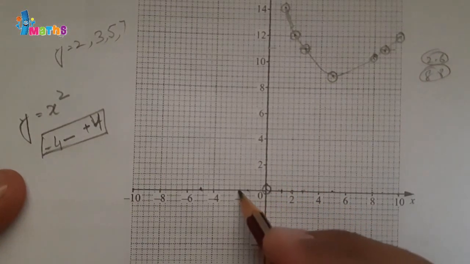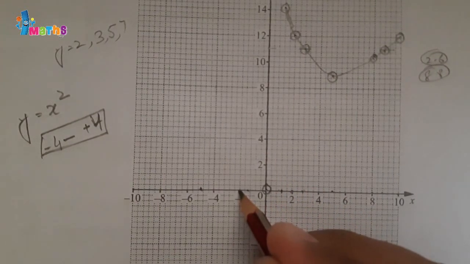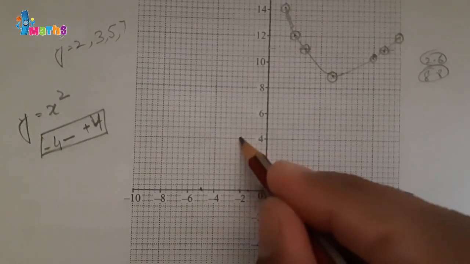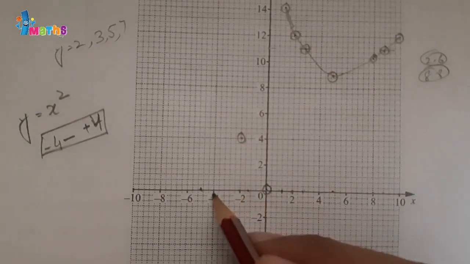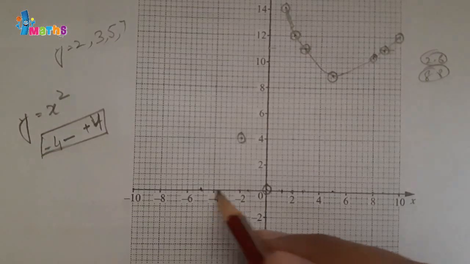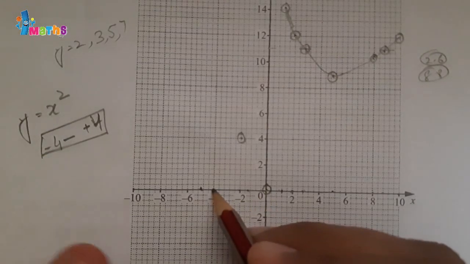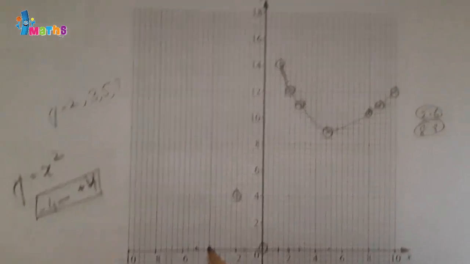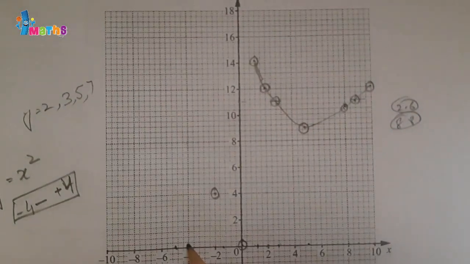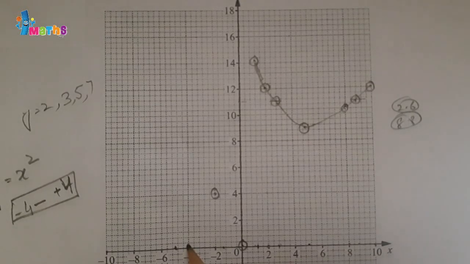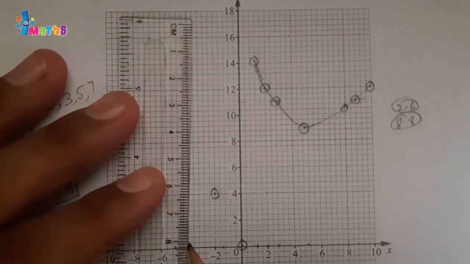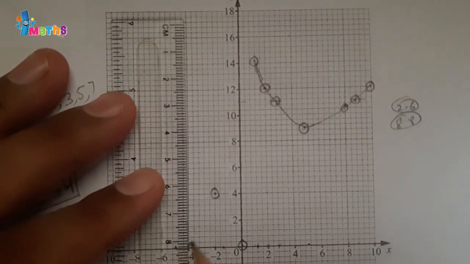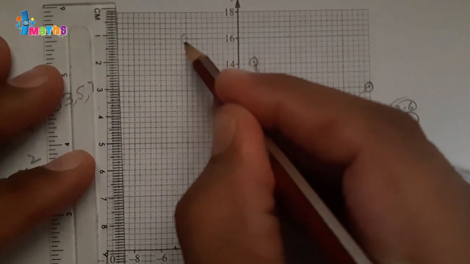If we take x is equal to minus 2, the square of minus 2 will be 4, so our point will be minus 2 and 4, and we can circle this point. The other value we can take, for example, is minus 4. Minus 4 squared will be 16. So minus 4 and 16 will be this value, which we can trace from here.